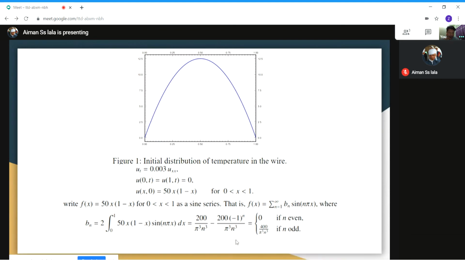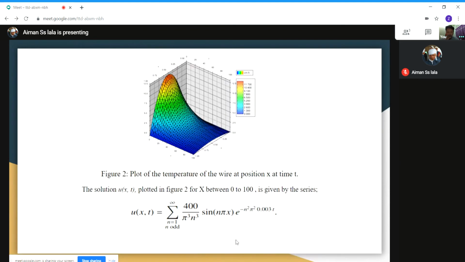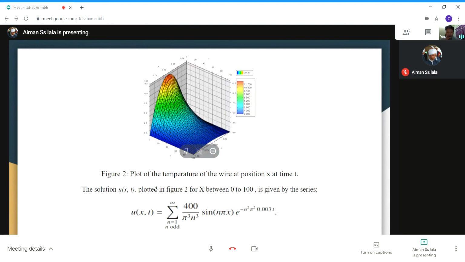After that, figure 2 shows the plot of the temperature of the wire at position x and time t. So the solution u(x,t) is plotted in figure 2 between x equal to 0 and 1. So the given series is this function.